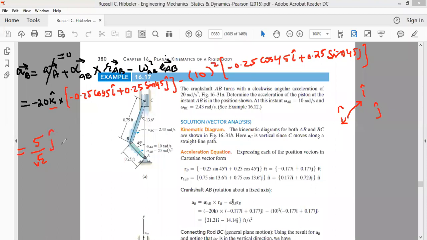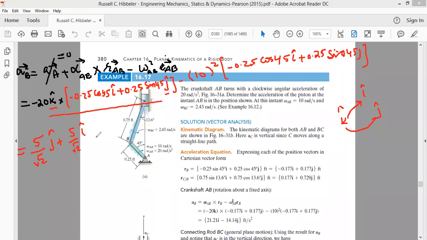Then we have k cross j. As far as k cross j is concerned, k cross j is minus i. Minus will become plus. So it is plus 20 into 0.25. 20 into 0.25 is 5, by, and then we have sine 45, that is under root 2. k cross j is i cap minus i cap. Okay, so this is it. So this is the value, we have solved this.